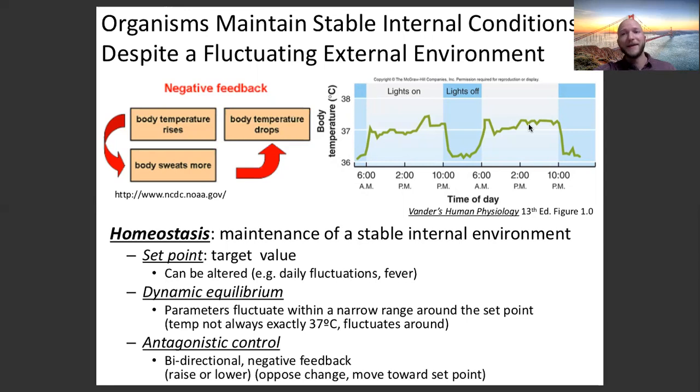Fevers. So set point is the target value for a certain variable that you want to maintain, like temperature. During the day, your body wants to be at 37 degrees Celsius. During the night, your body wants to be at 36 degrees Celsius. When you get a fever, that target value increases to whatever your fever increases to. So set points can be altered.